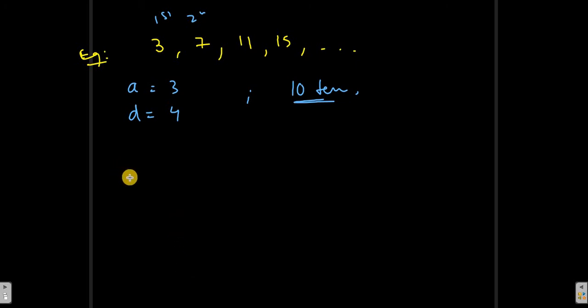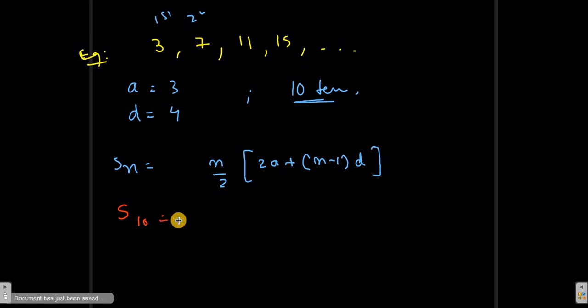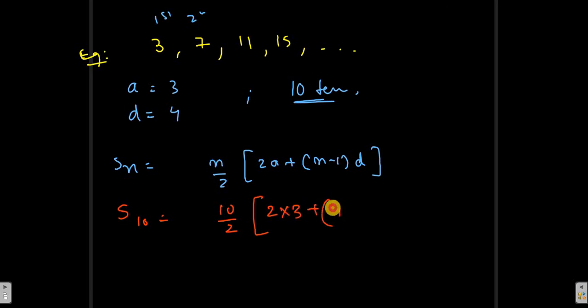By using the first formula, we can find it something like this: Sn equals n by 2 into 2A plus N minus 1 into D. So exactly what do we have to find? We have to find S10, because we have to find the sum of just the first 10 terms of the series. Now n is 10, so 10 by 2, 2 into A, where A is 3, and N minus 1, that is 10 minus 1, that is 9, into D, which is 4. So by calculating, we can easily find the sum of the sequence. You can calculate this one and get the sum. So this is one example in which we have seen how we can find the sum of an arithmetic progression.